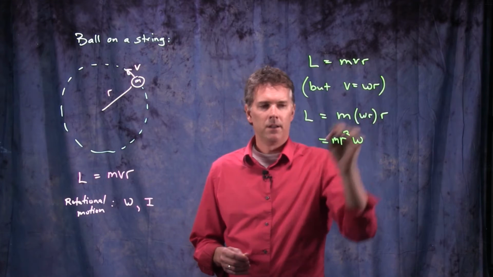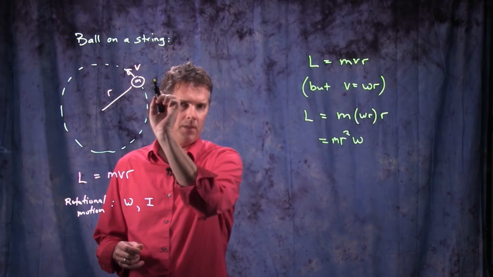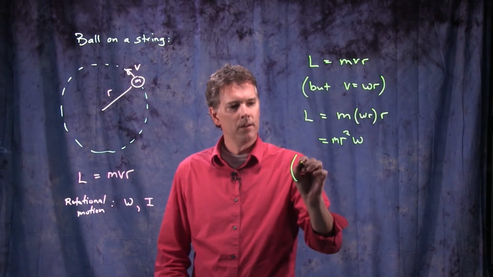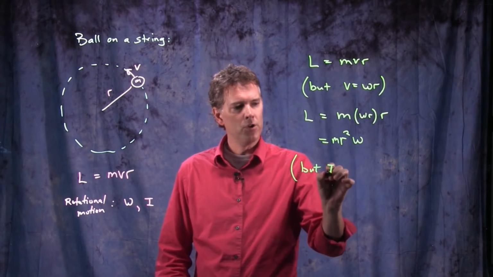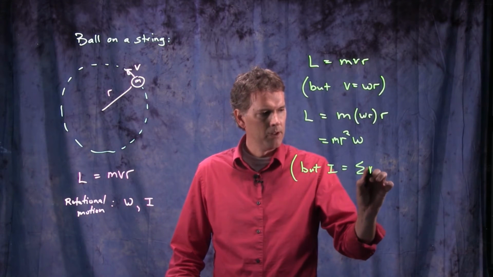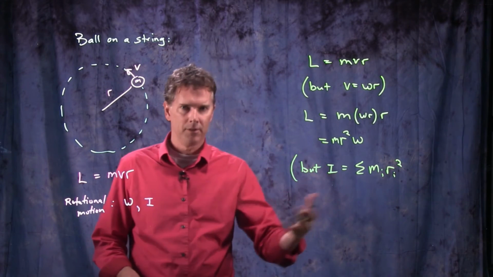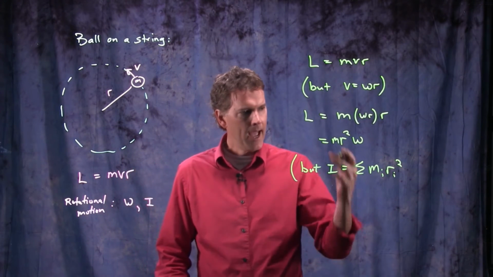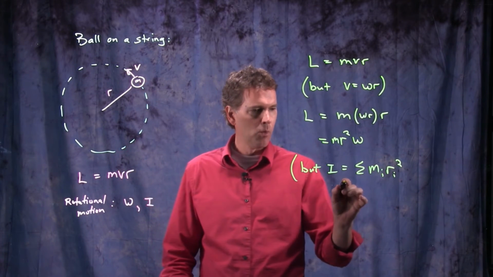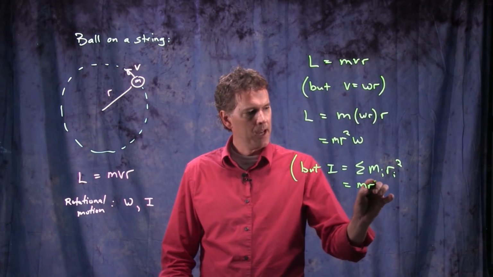But we also know that a single mass on the end of a string, we can write the moment of inertia of that thing as what? Remember, moment of inertia is the sum of m sub i times r sub i squared. You have to sum over all the particles. And in this case, we only have one particle, and it is r away from the axis of rotation, and so we just get m r squared.